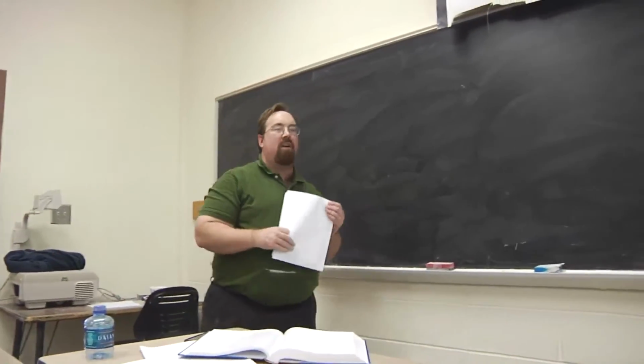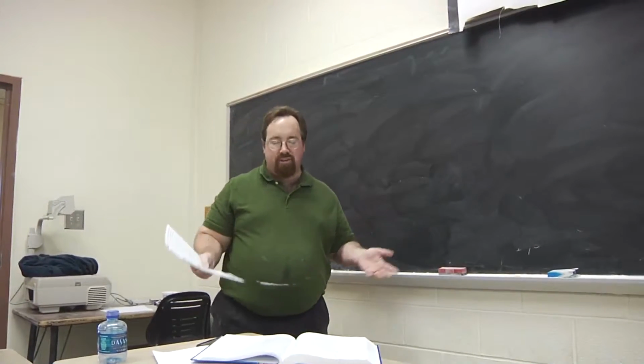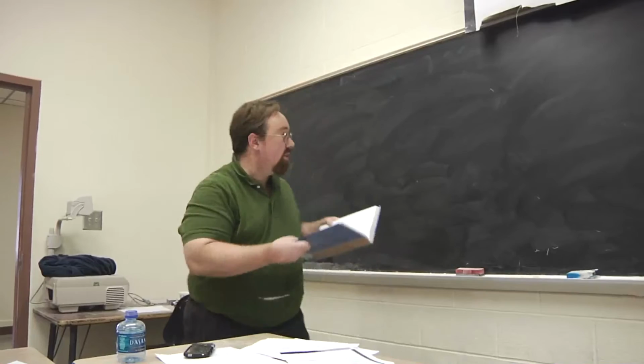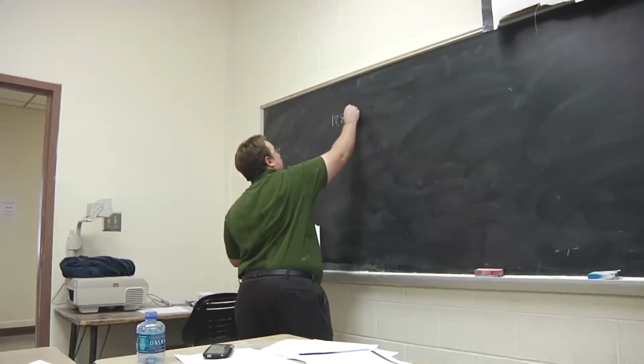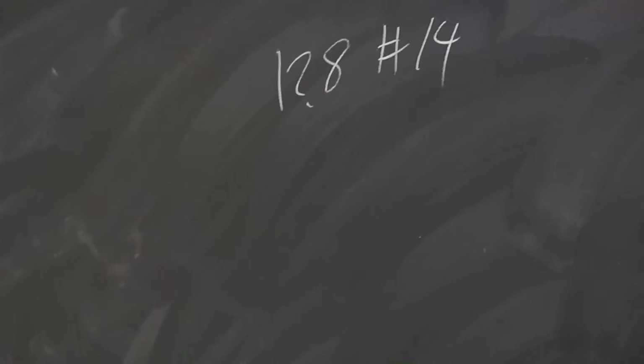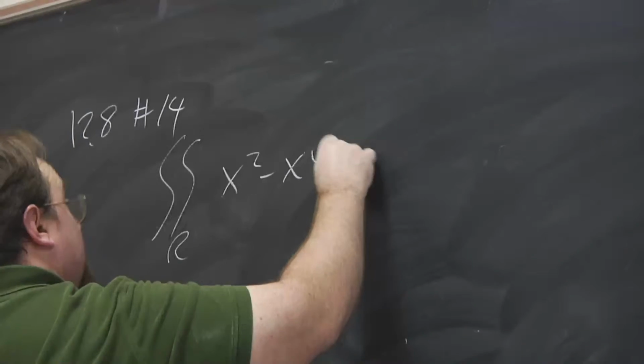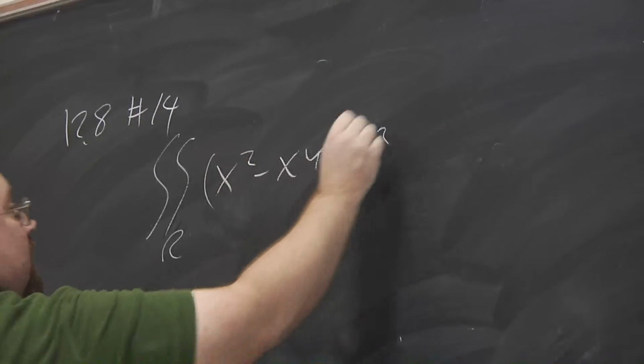Okay, so there are two kinds of problems on the exam involving change of variables. One type is where I give you the transformation to use, although you need to know what kind of region you're mapping to and from. So for instance, this problem right here, this is 12.8, number 14. So we have a double integral, x squared minus xy plus y squared.